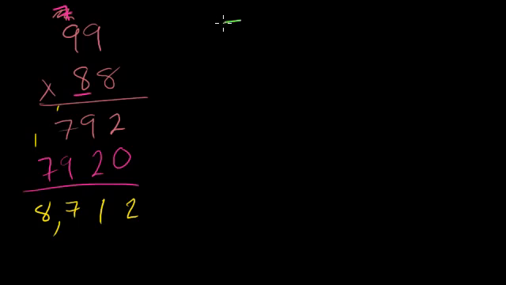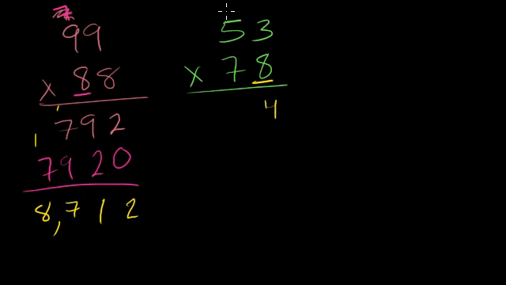Let's keep going. Can't do enough of these. All right, 53 times 78. I think you're getting the hang of it now. Let's multiply 8 times 53 first. So 8 times 3 is 24. Stick the 2 up there. 8 times 5 is 40. 40 plus 2 is 42.